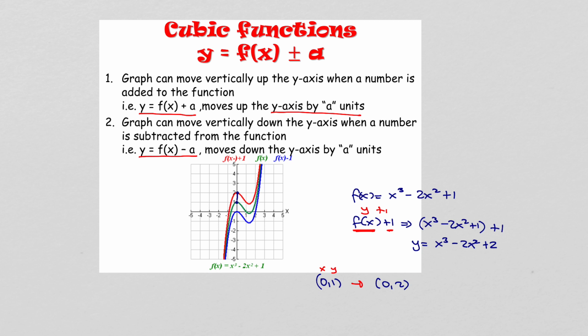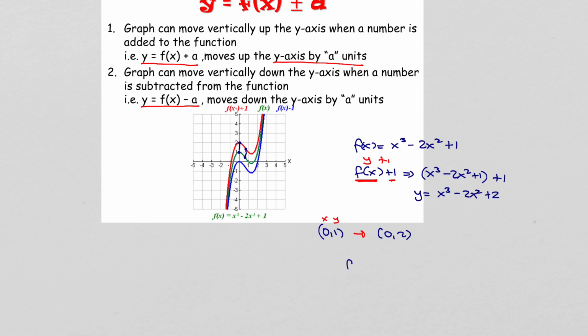And I could do that with every other point on the graph. I could pick any point on the graph and I would find its corresponding y value by moving it up 1. So all of the x values would remain the same. It's only the y values that are going up by 1. Now, if I had f of x minus 1, well, what this would become is the original function minus 1. So we would have a new function representing our new graph.